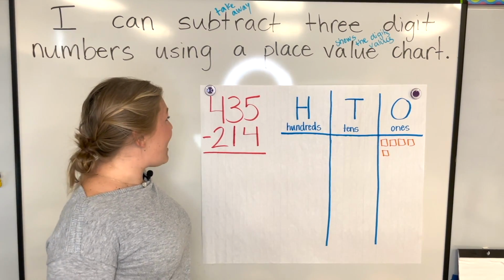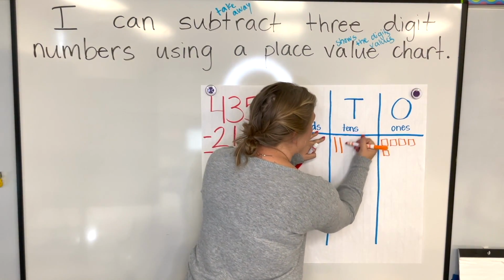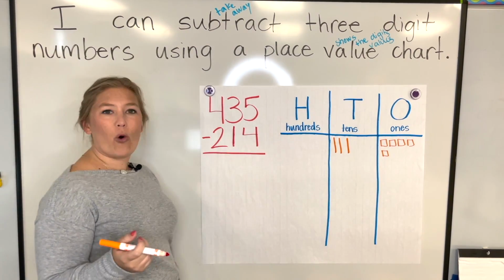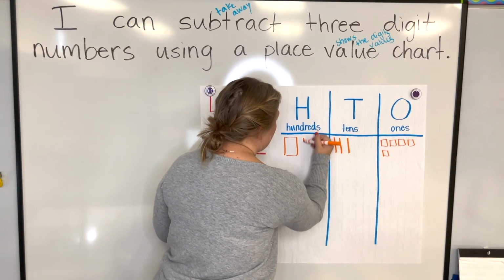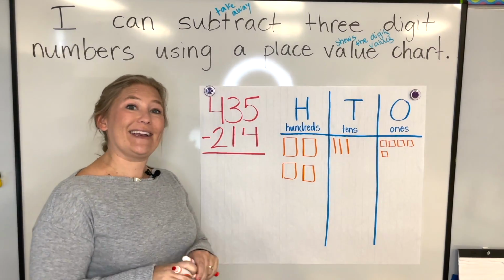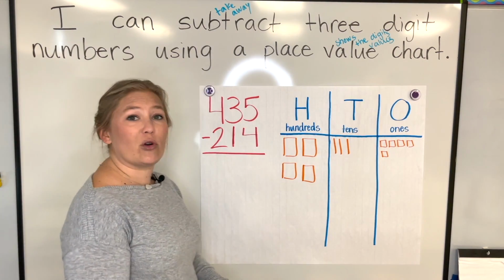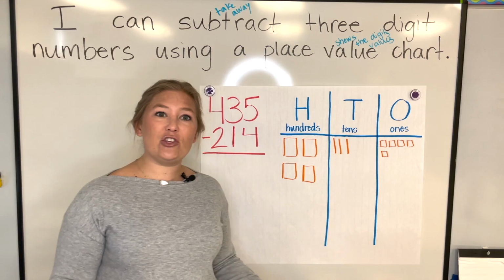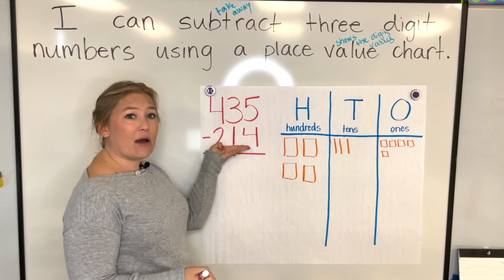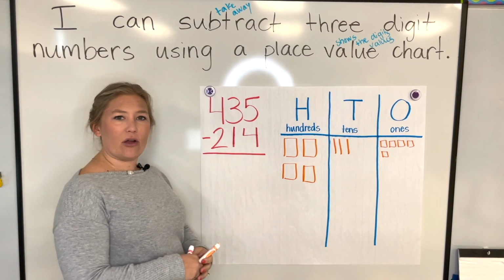All right. Then we move to our tens place. And how many do we have in the tens place? A 3. So I'm going to put 3 tens. 1, 2, 3. Then moving right along, we move to our hundreds place. And we have 4 hundreds. So we have 1, 2, 3, 4. All right, now this is where it gets different from the addition. Instead of putting the number 214 in our chart, we don't need to do that because we're subtracting or taking away. So we want to take away this number from this number. So we're taking away 214 from 435.